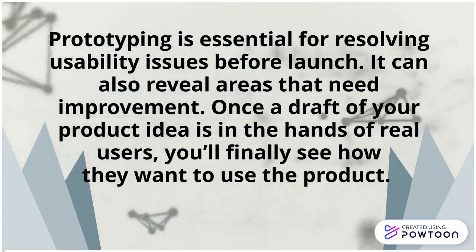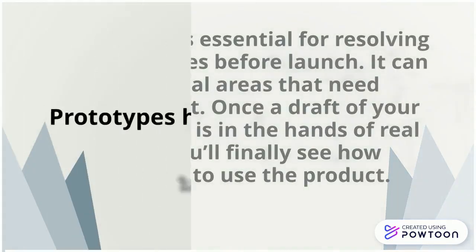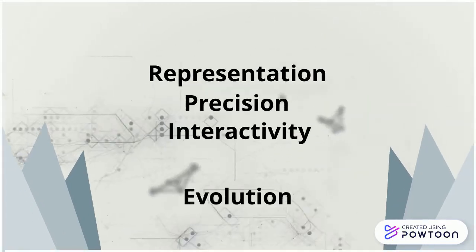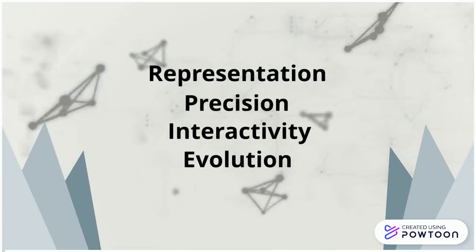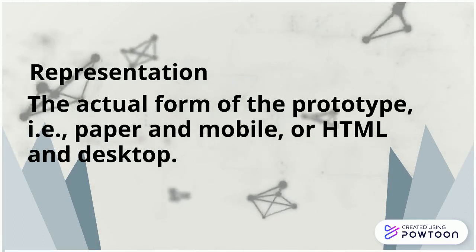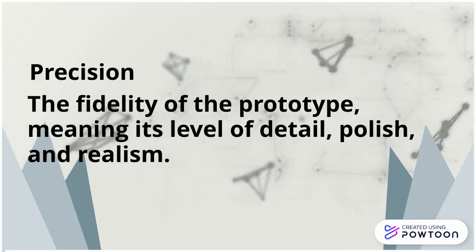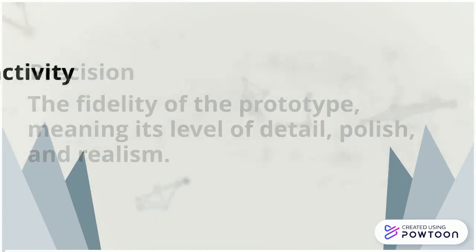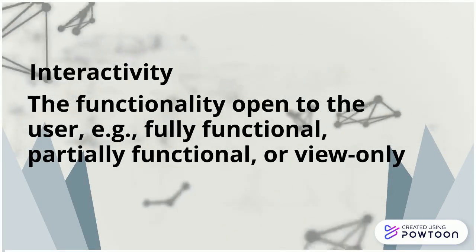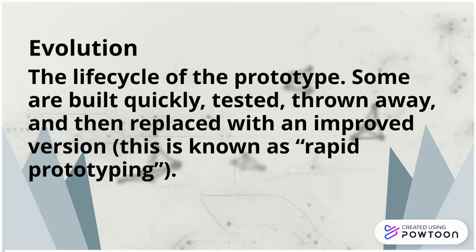Once a draft of your product idea is in the hands of real users, you will finally see how they want to use it. Prototypes have four main qualities: representation, precision, interactivity, and evolution. Representation: the actual form of the prototype, that is paper, mobile, or HTML. Precision: the fidelity of the prototype, meaning its level of detail, polish, and realism. Interactivity: the functionality open to the user, for example, fully functional, partially functional, or view only. And lastly, evolution: the life cycle of the prototype.